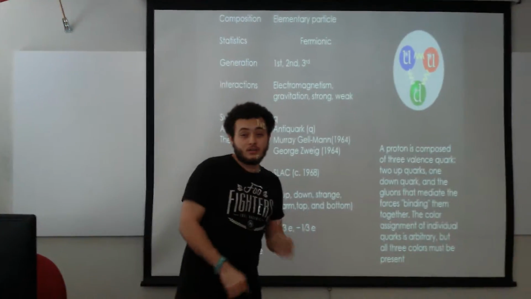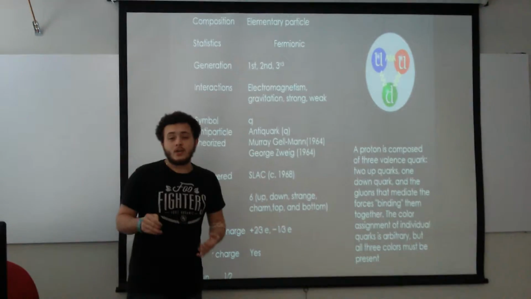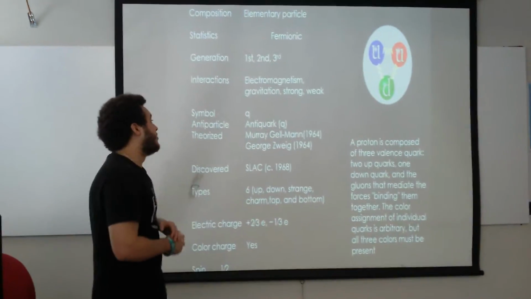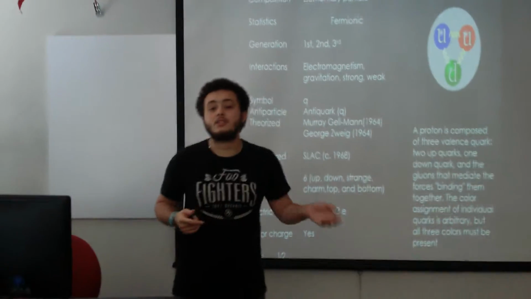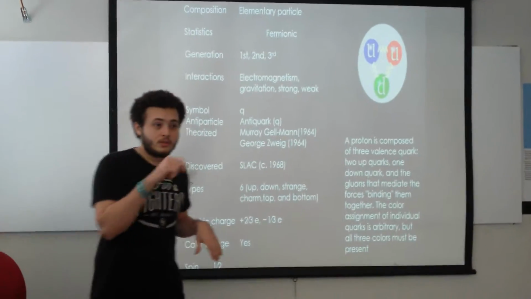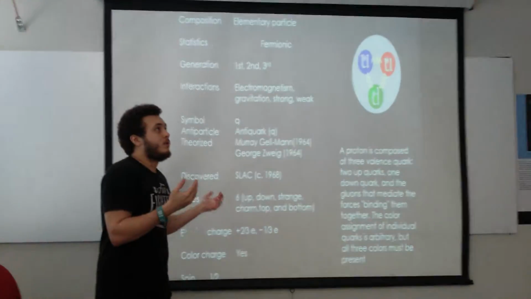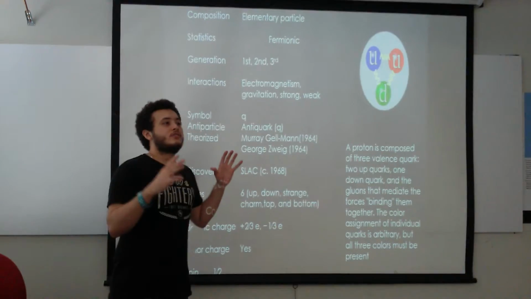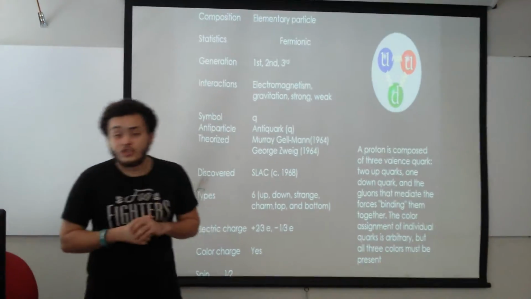Then we have the generations: first, second, and third generation. Again, this is a physics term. And then we have the interactions, which are electromagnetism, gravitation, strong, and weak interactions. Then the symbol for a quark is Q, and the symbol for an antiquark is Q with a small line on top. Then, when was it first theorized? It was first theorized by Murray Gell-Mann and George Zweig.